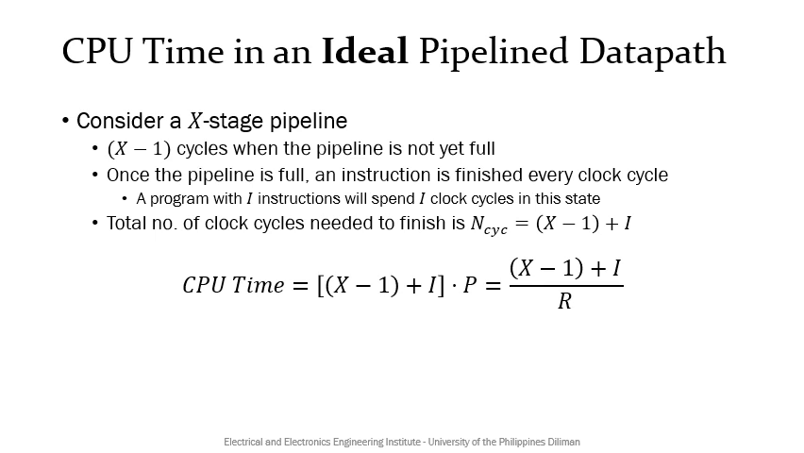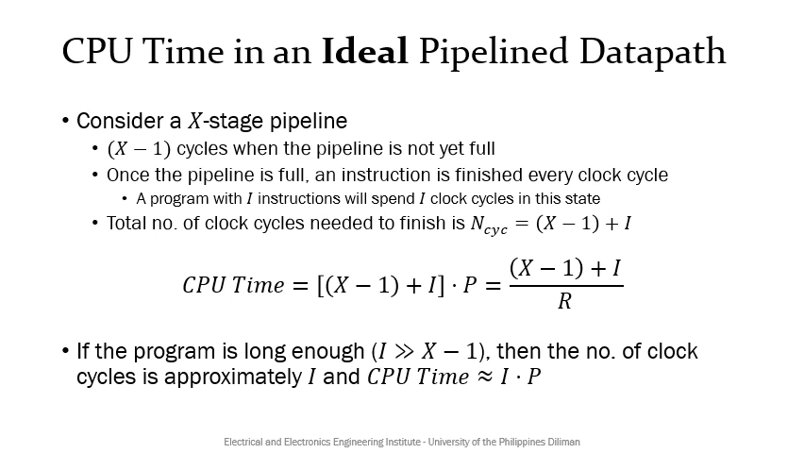We can then compute the CPU time by multiplying the number of clock cycles by the time per clock cycle or the clock period P. We can also write this equation in terms of the clock frequency or clock rate R and end up with X-1 plus I over R. If the program is long enough, that is, I is much greater than X-1, then the number of clock cycles is simply approximately I, and the CPU time can be approximated as I times P. Previously, we said that CPU time is I times CPI times P. In our expression here, CPI is actually 1 for our pipeline data path, so we just end up with I times P.